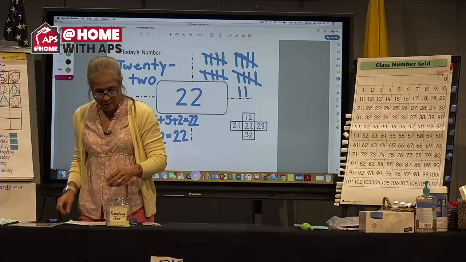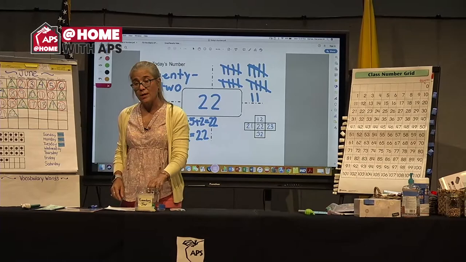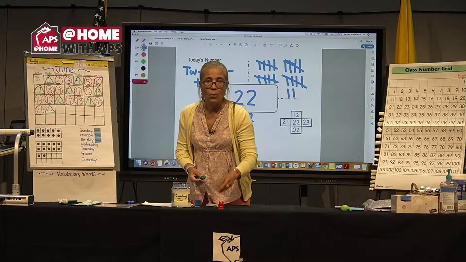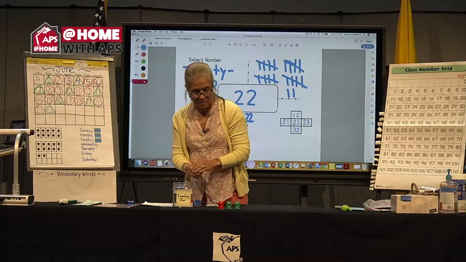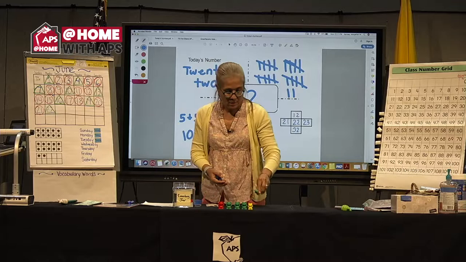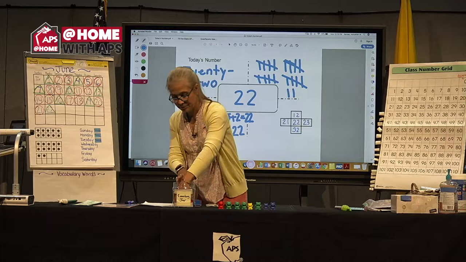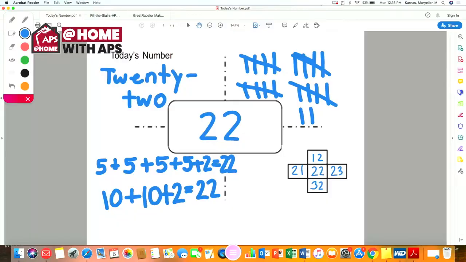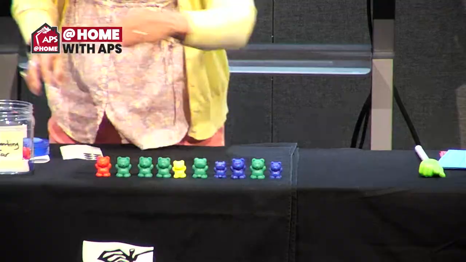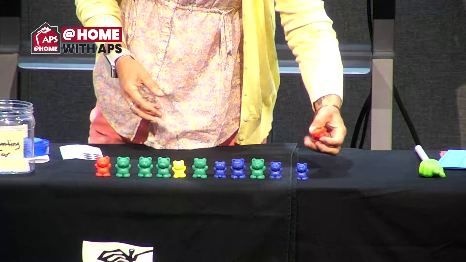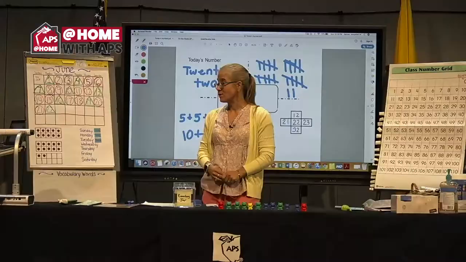We're gonna have a counting jar. And so we're gonna count what's in our jar. So I would like you to count with me. 1, 2, 3, 4, 5, 6, 7, 8, 9, 10, 11, 12. So there were 12 bears in our counting jar today.